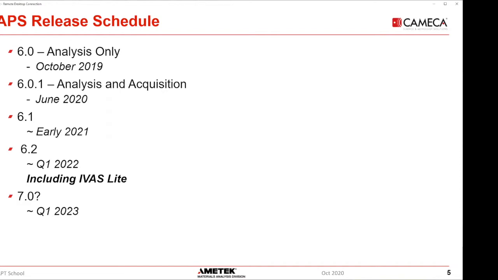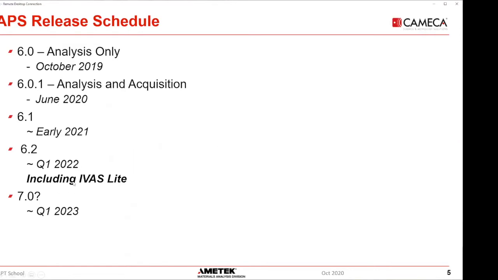At the end of this year or early next year, we're going to release 6.1, which is basically a continuous improvement of what we started in 6.0. And then from there on, we're going to continue with annual releases.